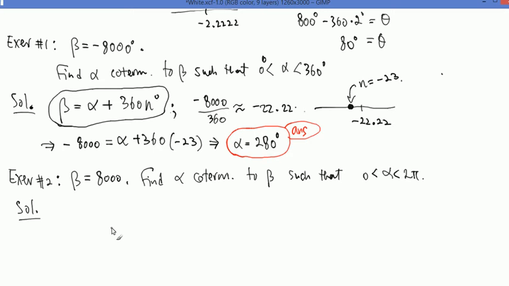It's just for yourself. Right, so what is the coterminal angle formula? Beta equals alpha plus 2 pi times n. That's the formula.